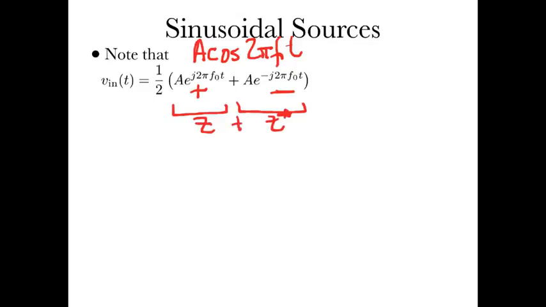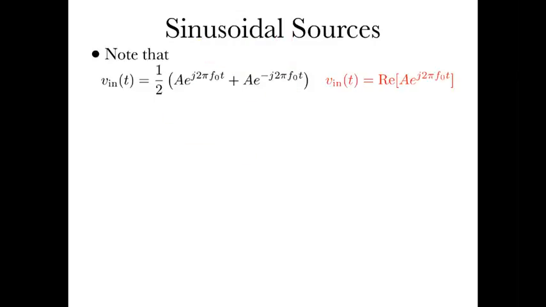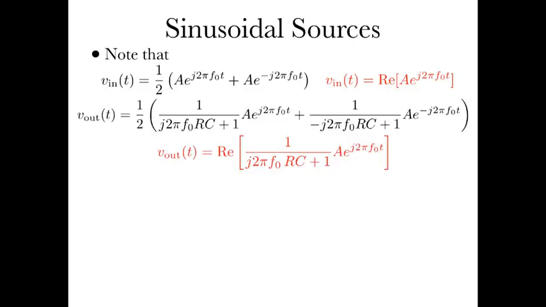I'm adding them up and dividing by 2. Well, that's the formula for the real part. And so we're actually writing the source as the real part of a complex exponential. Well, the output looks very similar, right? There's the positive frequency term, there's the negative frequency term, but that still is something plus its complex conjugate divided by 2. That's the real part. So this, if you will, is the trick.